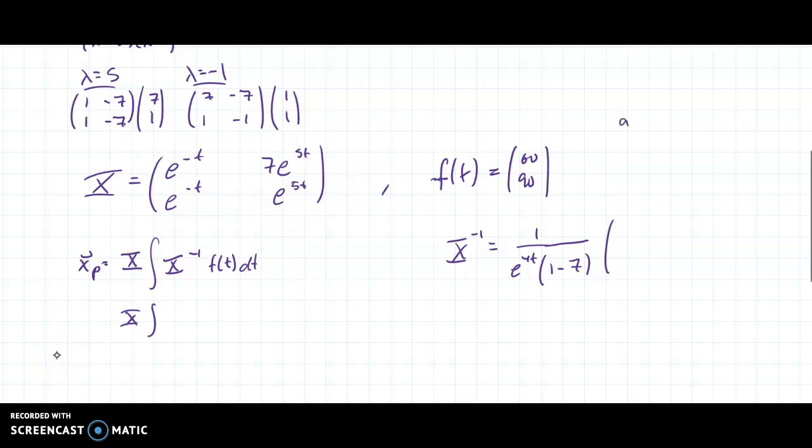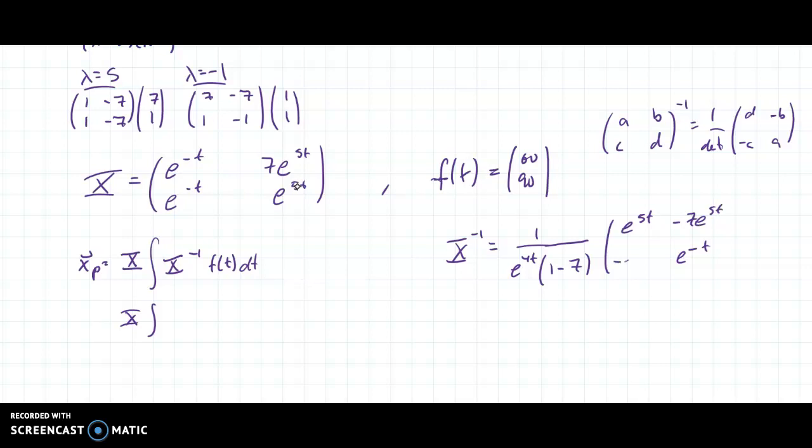Remember that the inverse of the matrix A, B, C, D is 1 over the determinant, which is AD minus BC, times, all right, I switch the D and the A, and then I negate the B and the C. You should be familiar with that. So that works with this equation here too. So I switch the D and the A. That gives me an e to the 5t here, and an e to the negative t here. And then when I negate the other two, I get a negative 7 e to the 5t and a negative e to the negative t.